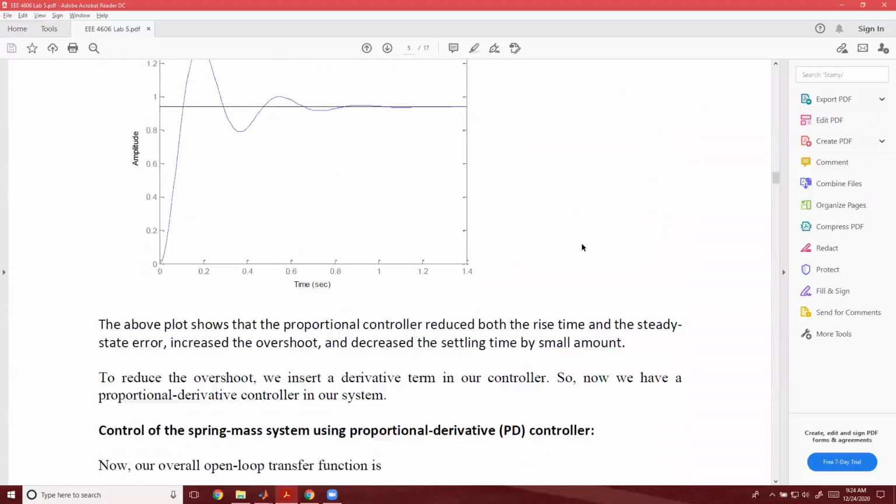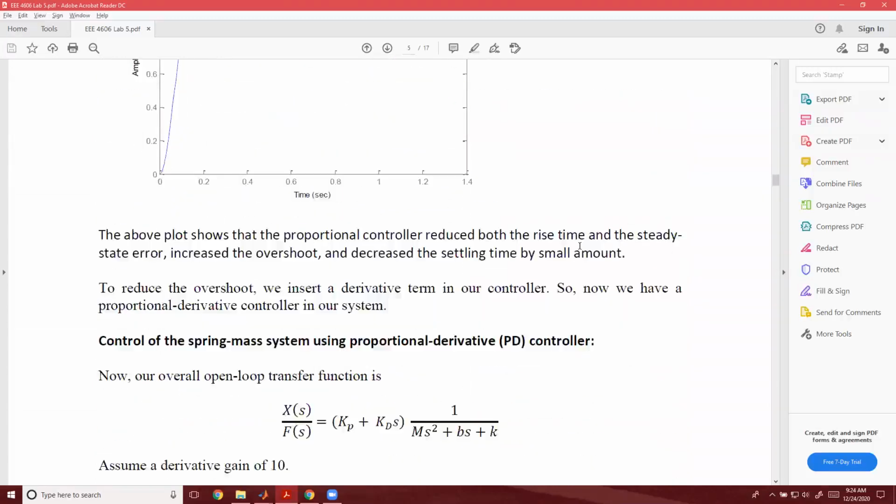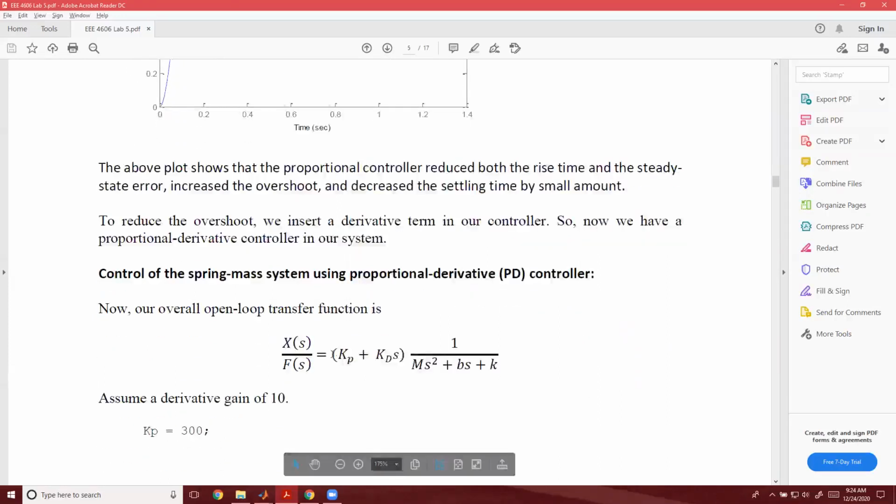Okay. So next, let's use a PD controller. So we have our proportional and our derivative term all together. If we implement this type of controller, what will be my numerator now of my overall transfer function?